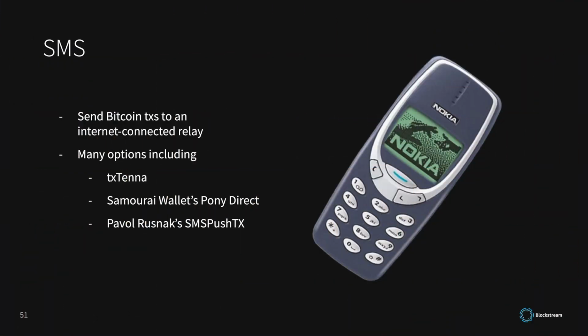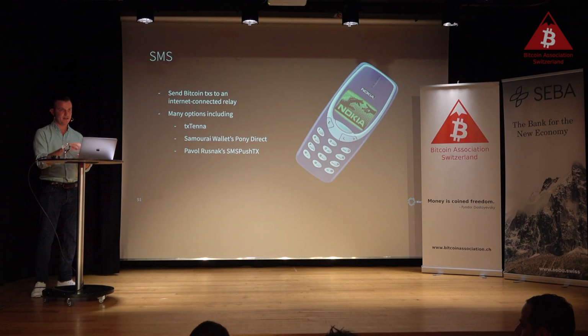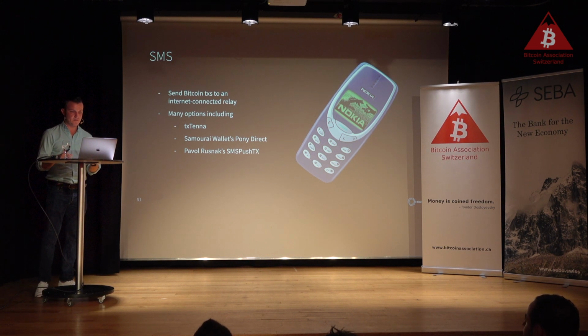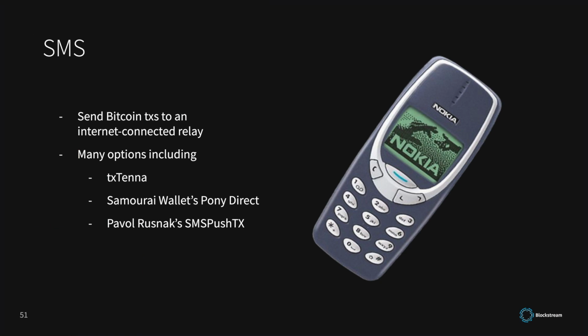Basically what you would do is make your Bitcoin transaction to somebody, get that transaction data, send it as an SMS to an internet-connected relay that would receive the multiple SMS with the Bitcoin transaction data, put it back together, and then send it to the internet. There's already multiple solutions for this. So TX10 supports it already. So you can use that in conjunction with GoTenor.